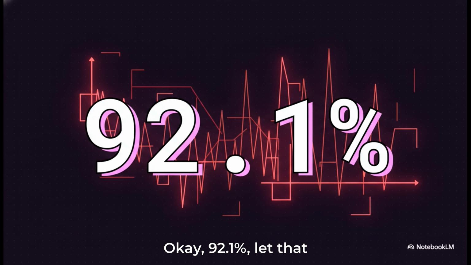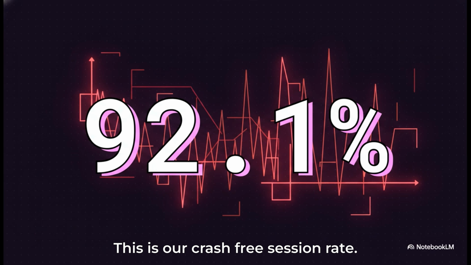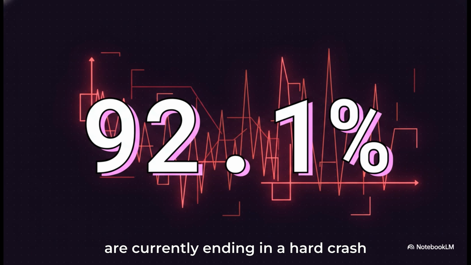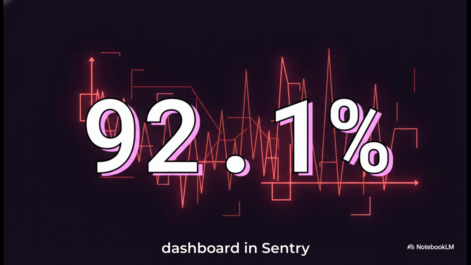All right, let's move right along to monitoring release health. Okay, 92.1%. Let that number sink in for a second. This is our crash-free session rate. Now, normally, our app runs at a really smooth 99.2%, so seeing this suddenly drop down to 92.1 is a giant flashing red light. To put that into perspective, it means that nearly 8% of our active user sessions are currently ending in a hard crash or an unhandled error. And the beautiful thing is, the release health dashboard in Sentry gives us this macro-level metric instantly. It signals a critical anomaly in the wild without us having to write a single custom query.